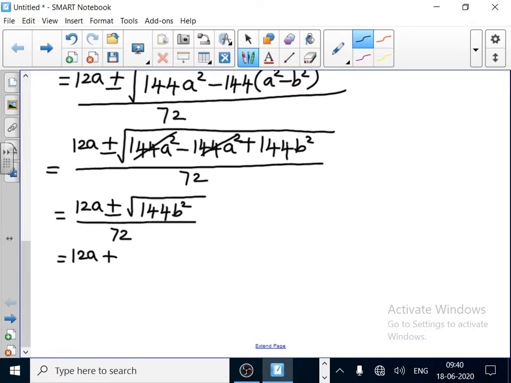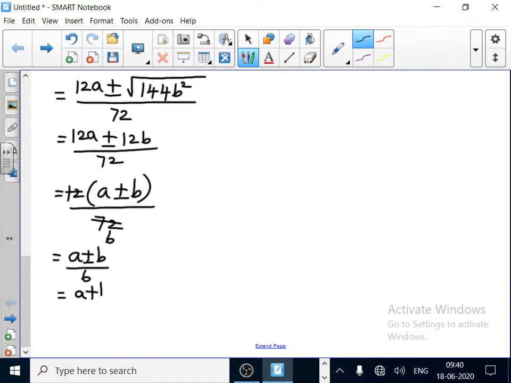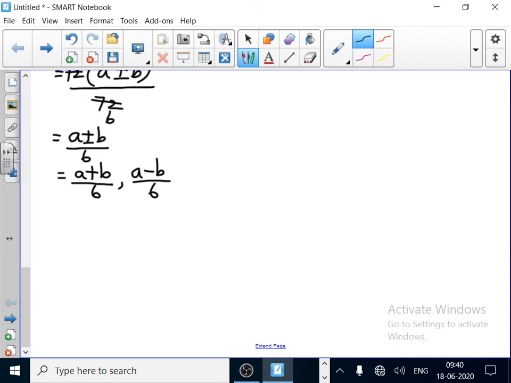12a plus or minus, square root of 144 is 12, square root of b squared is b, whole divided by 72. Now from the numerator we can take 12 outside, that is equal to 12 times a plus or minus b, divided by 72. Don't cancel this 12 and 72 directly, it is wrong. You take the common factor from the numerator outside, then you cancel, so here it comes 6. That is equal to a plus or minus b by 6. This can be written as a plus b by 6, a minus b by 6.